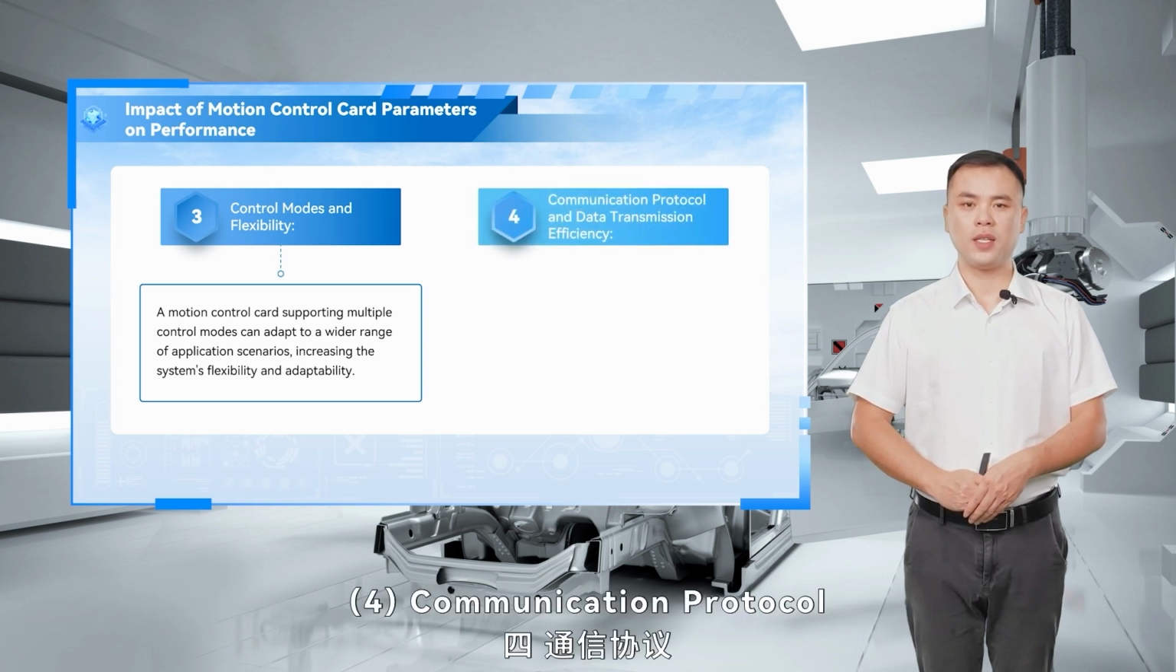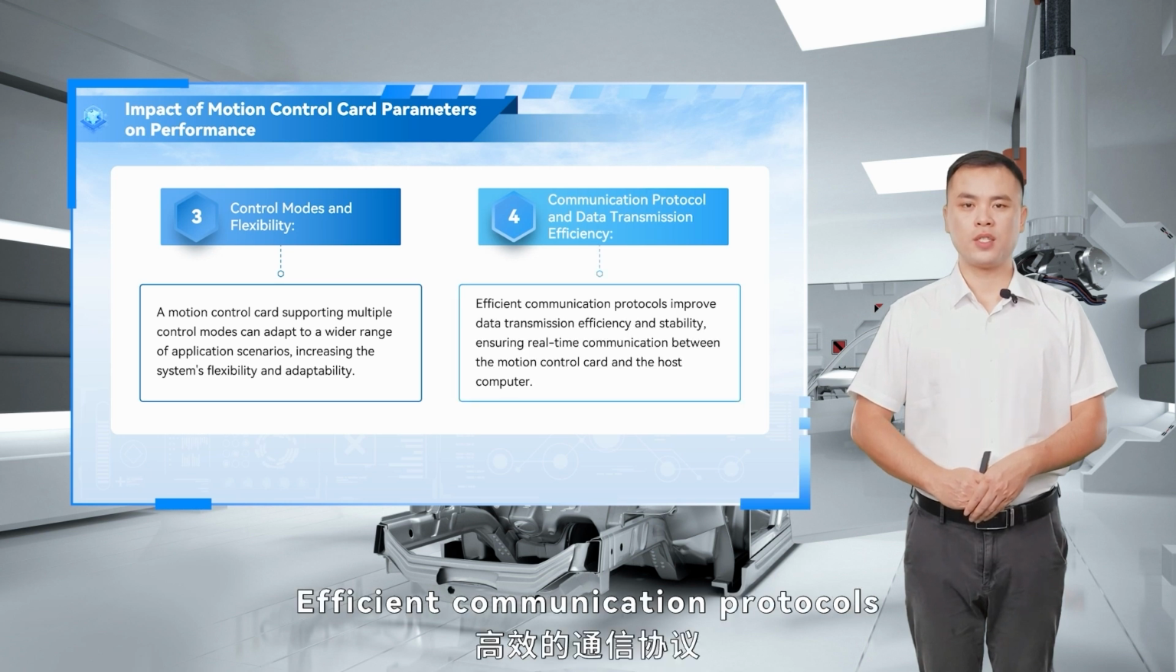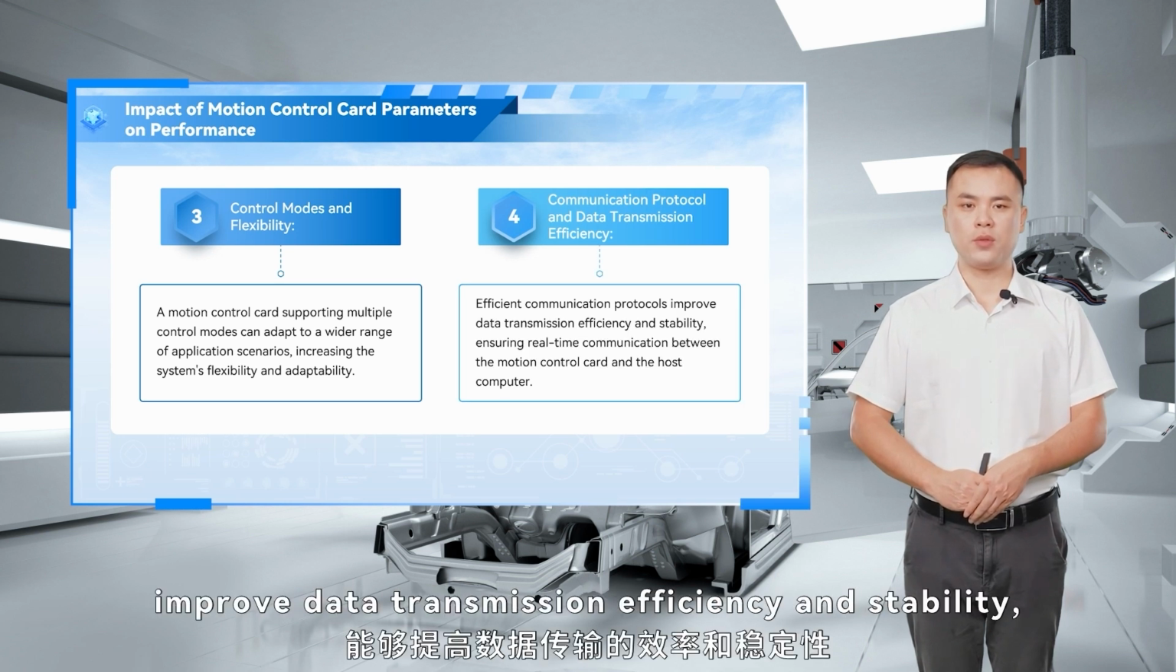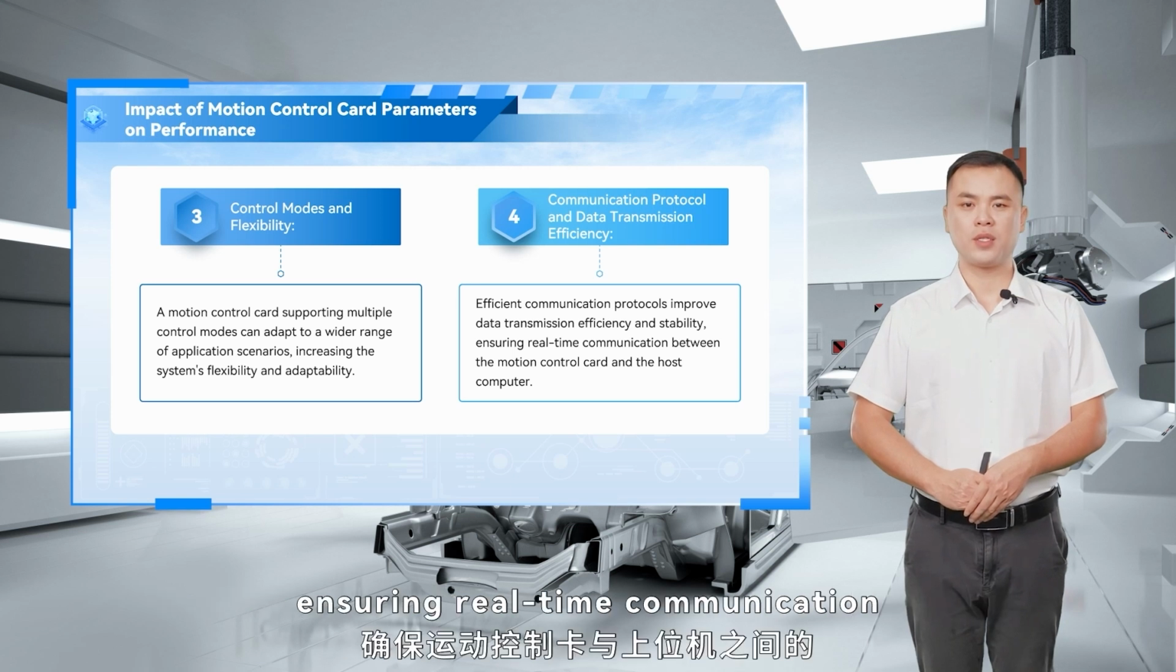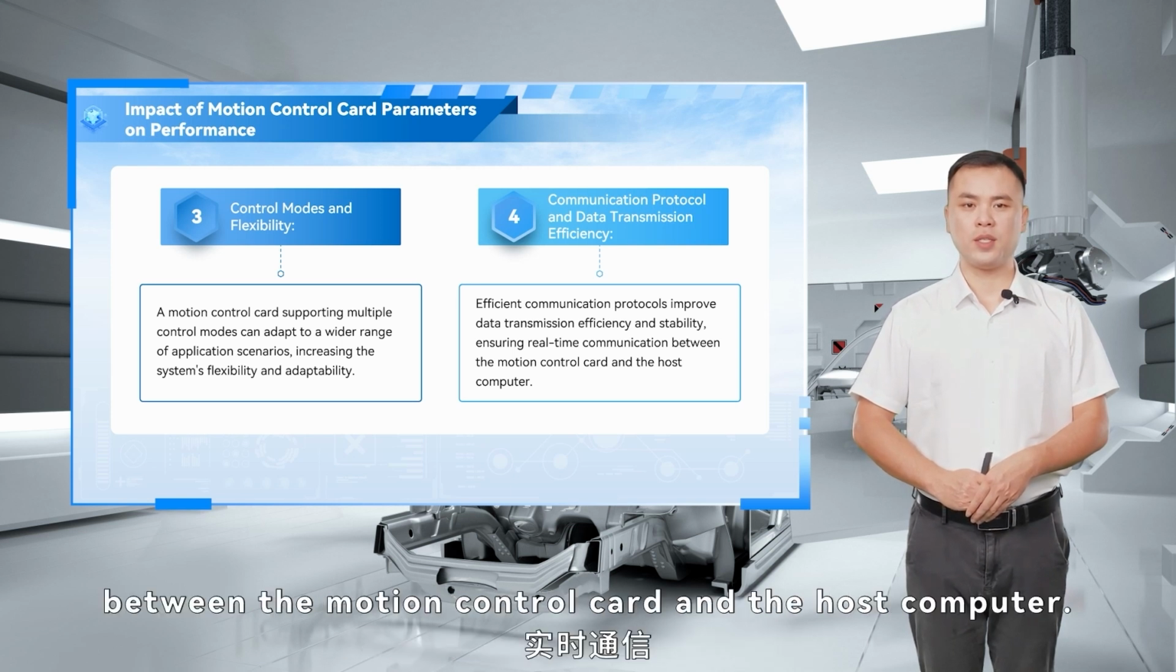4. Communication protocol and data transmission efficiency. Efficient communication protocols improve data transmission efficiency and stability, ensuring real-time communication between the motion control card and the host computer.